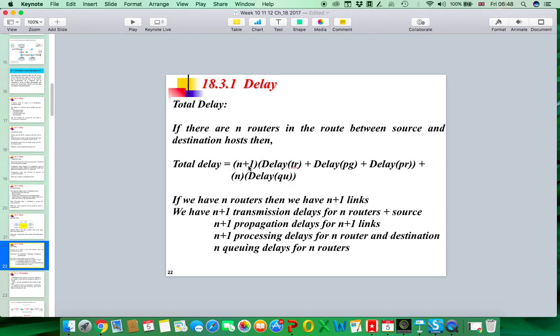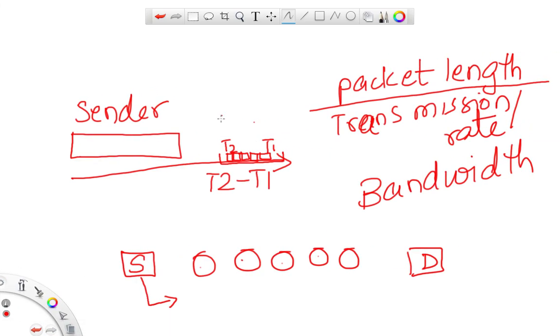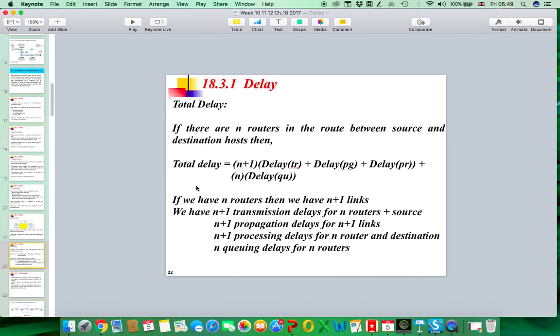Now the total delay is, first let's see if there are n routers in the route between the source and the destination hosts, okay? So we are talking in here, there are n routers, and in this case, how many do we have? 1, 2, 3, 4, 5. So n is equal to 5 in our case.